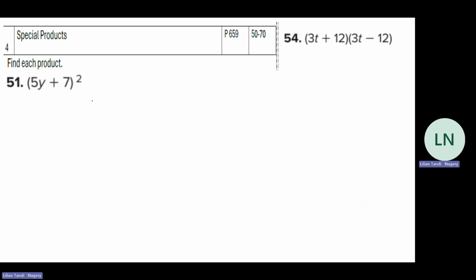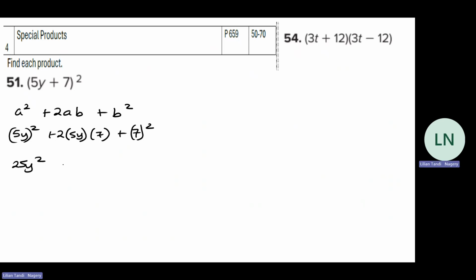Because this is positive, I will do a squared plus 2ab plus b squared. A squared is 5y squared, plus 2 times 5y times 7, plus 7 squared.